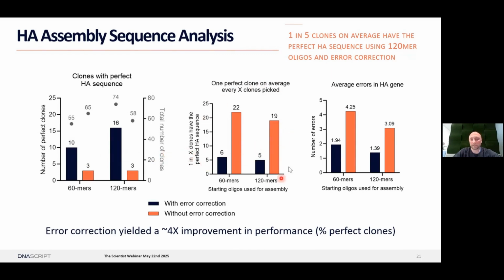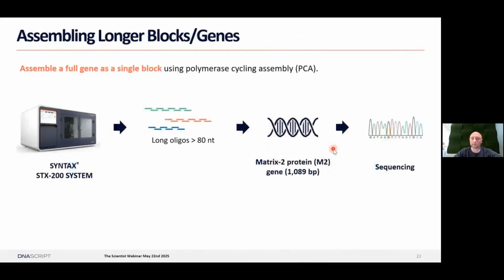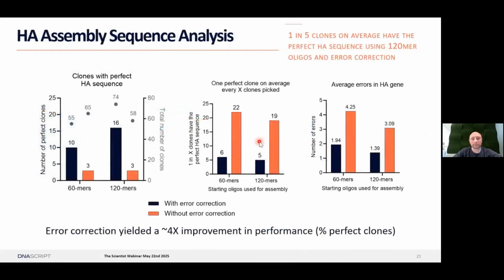In the middle, you have the number of clones you need to pick to be sure to get a perfect construct. And this is the average number of errors per construct, which is roughly 1 in 1,000. As you can see on those graphs, using 60-mer or 120-mer oligos is roughly the same in terms of the quality of the sequence you get.